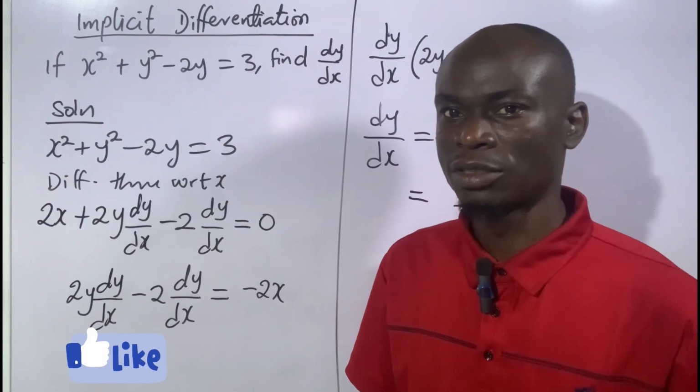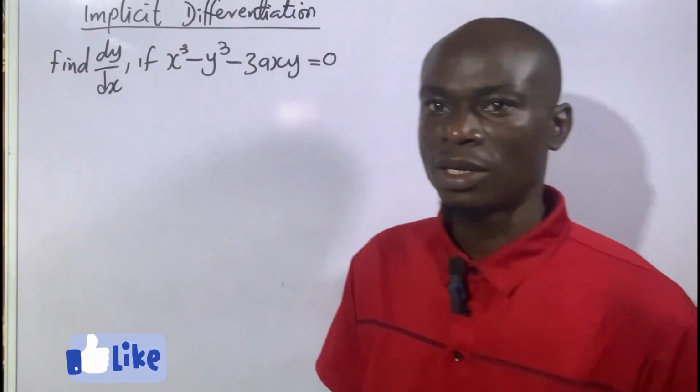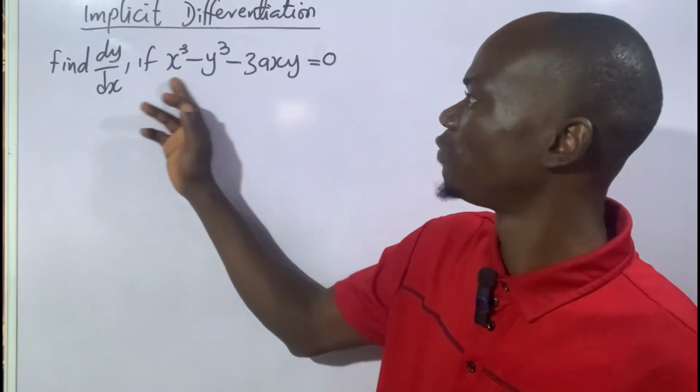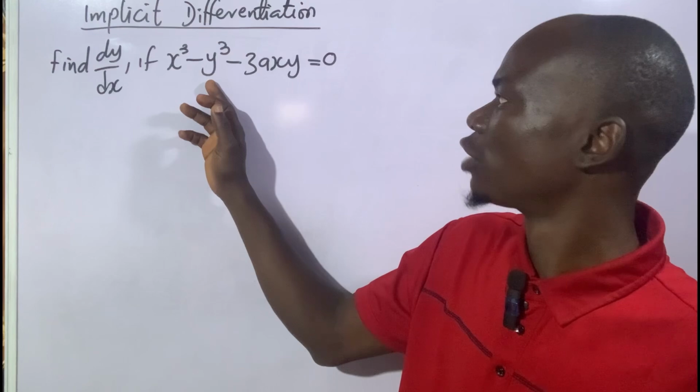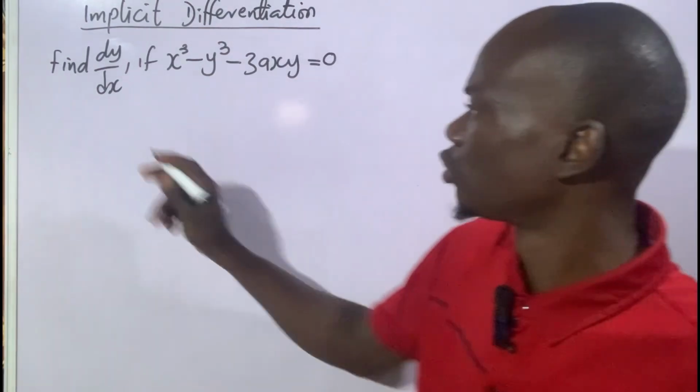So let's take another example. Okay, so let's take a look at this next example. The example says that we should find dy/dx if x cubed minus y cubed minus 3axy is 0. Okay, so let's see the solution.